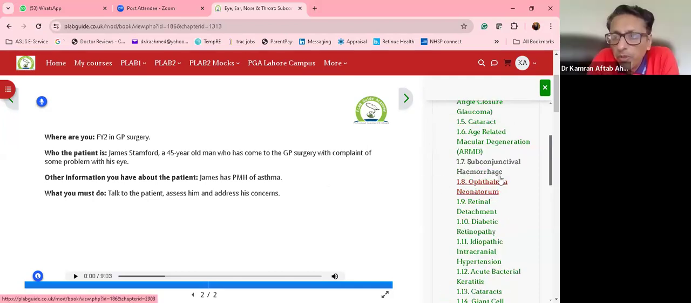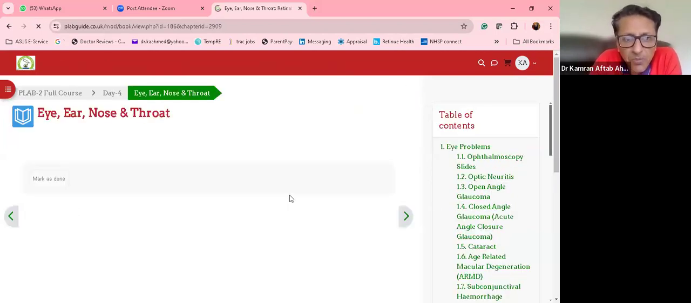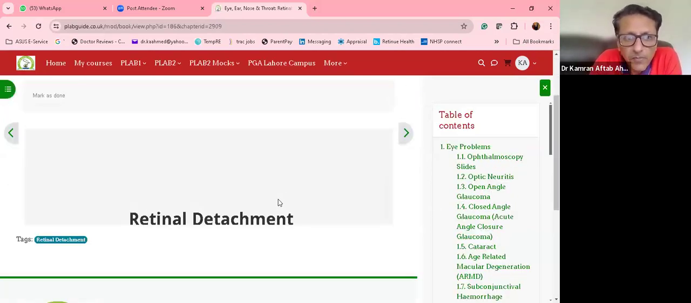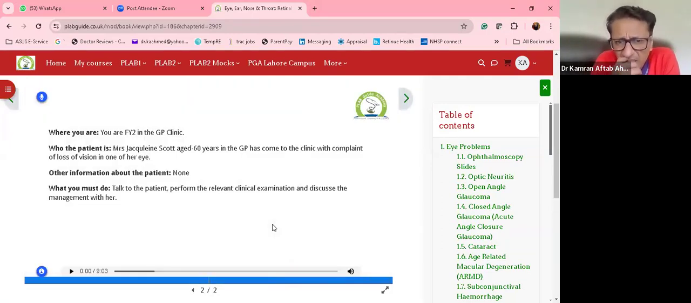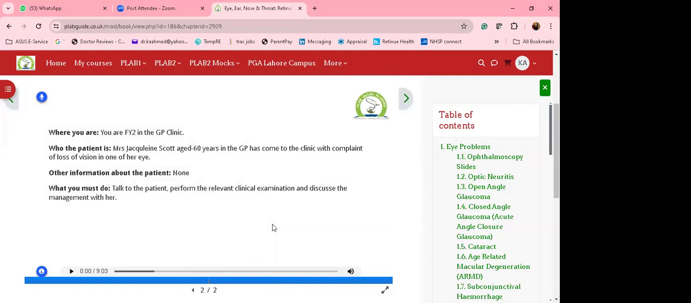So let's move to the next one, and that is retinal detachment. I'm not sure how frequently they ask about retinal detachment. Usually, I mean, plabguideacademy have put a scenario. Yes, this is quite common. This is one of the hot topics.